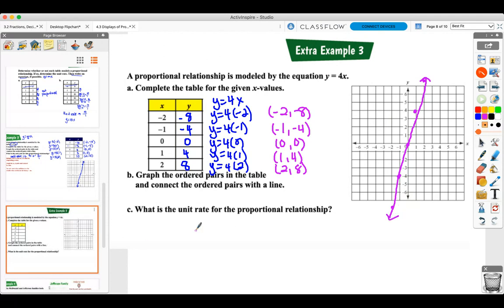And the unit rate, just like we said last time, your equation is y equals 4x. That makes your unit rate 4 or 4 over 1. Okay.